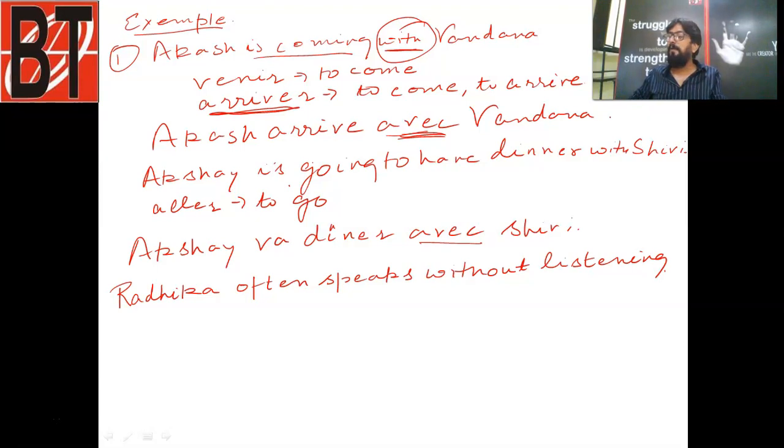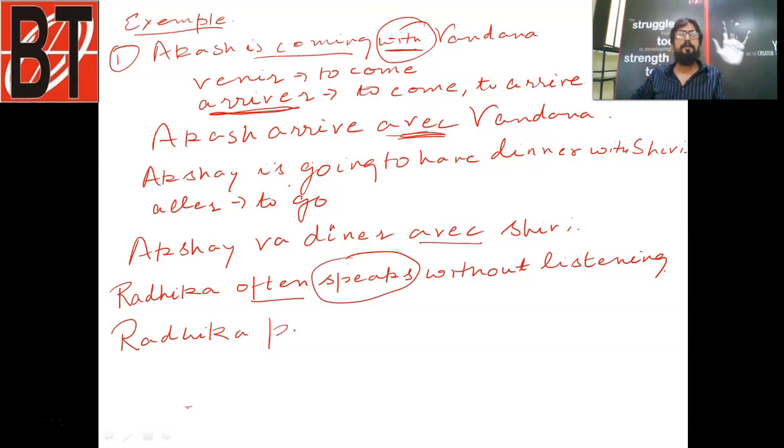Now how to write this sentence? So there is no change in the name, Radhika. Now when you are saying this often, in French it would always come after the verb. Now speaks, so parle souvent. Now look at this word souvent. Souvent का मतलब होता है often.